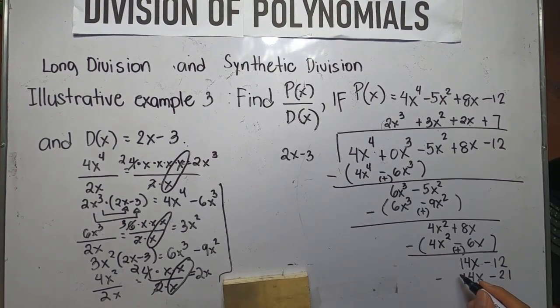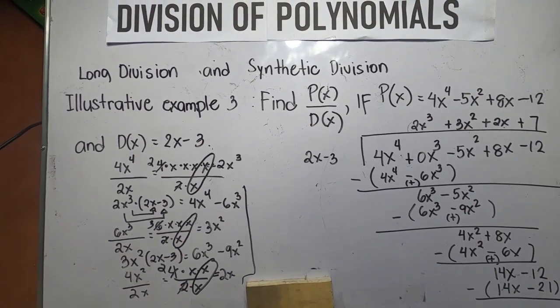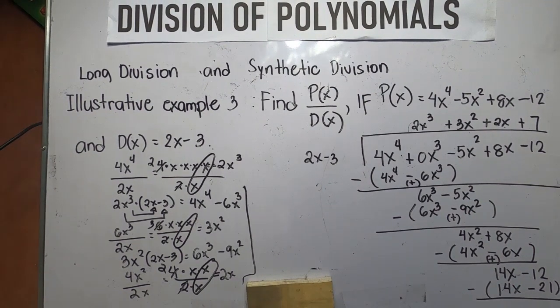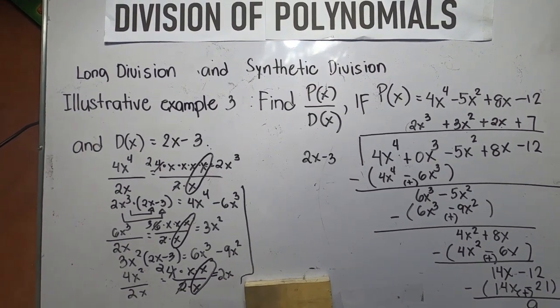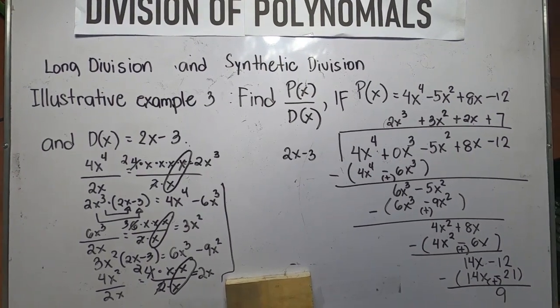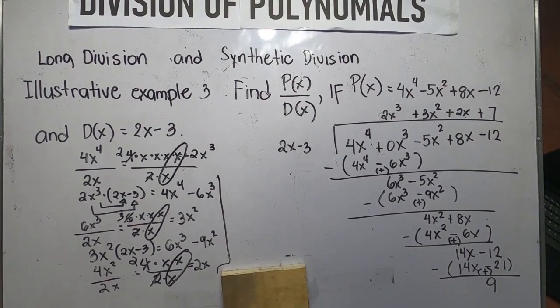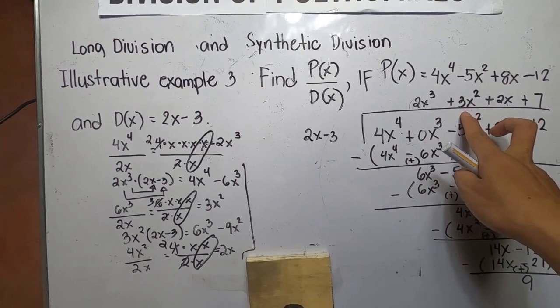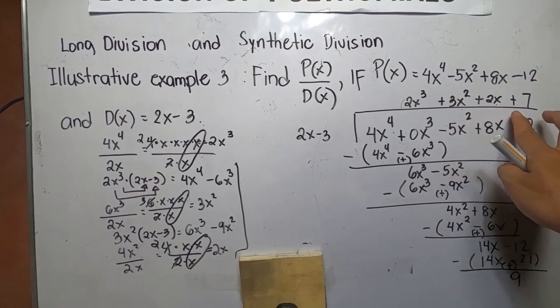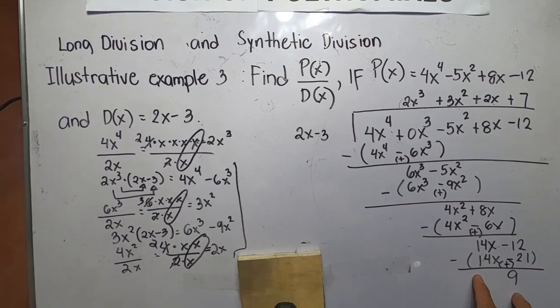Then, finally, subtract. 14x minus 14x is 0, negative 12 minus negative 21, the sign will be changed. So, become positive. Then, proceed to addition. Negative 12 plus 21 is positive 9. Therefore, we have now the quotient as 2x cubed plus 3x squared plus 2x plus 7 with a remainder of 9.